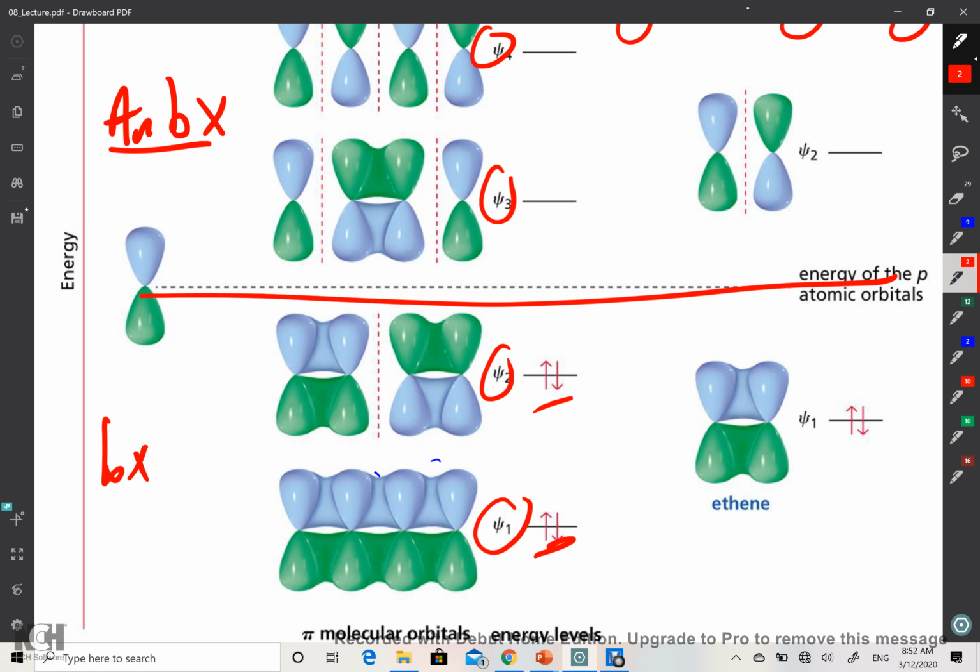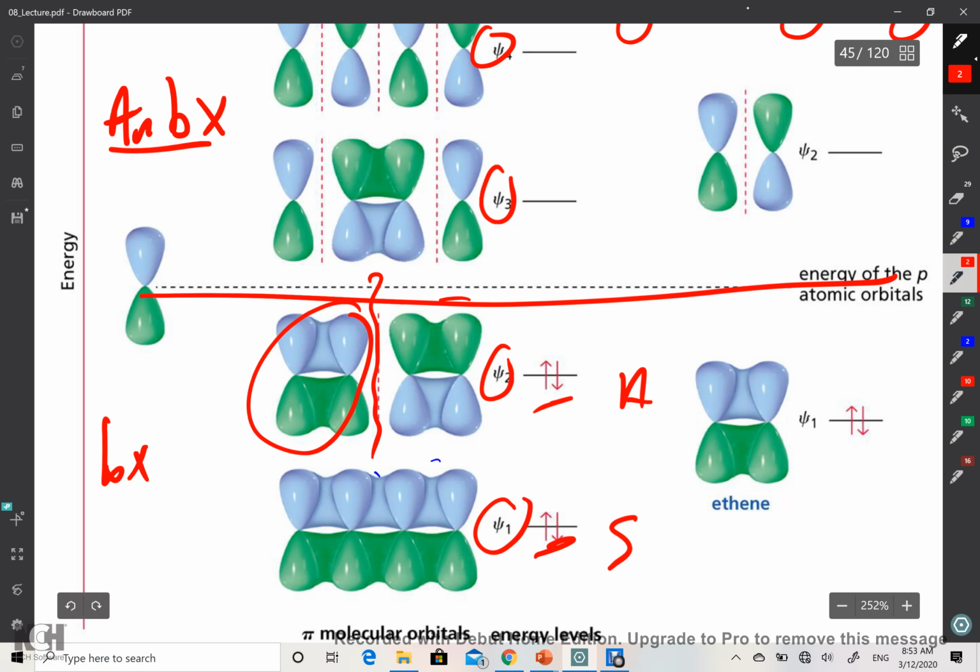Now let's talk about the symmetry. Let's look at the symmetry. Phi 1, the first orbital, is that orbital symmetrical or anti-symmetrical? The orbital is symmetrical. Does that make sense? What about orbital number 2? Symmetrical or anti-symmetrical? It's anti-symmetrical, because if I draw a line of symmetry here, I will notice that these orbitals are the exact opposite of that one. Do you see that? So that orbital is anti-symmetrical.